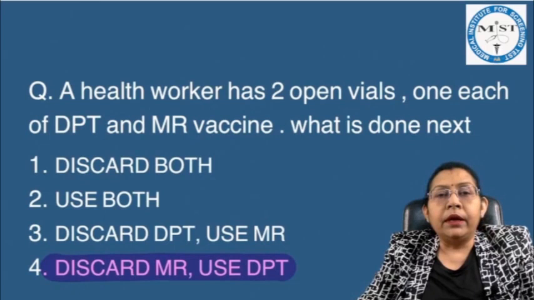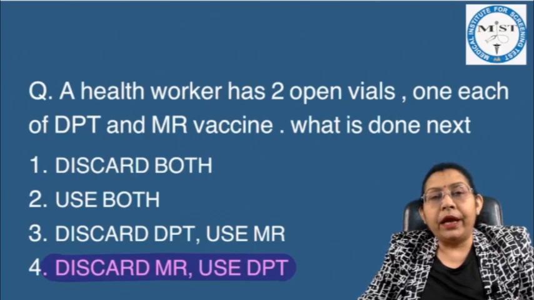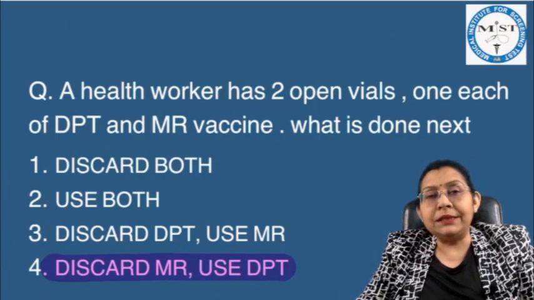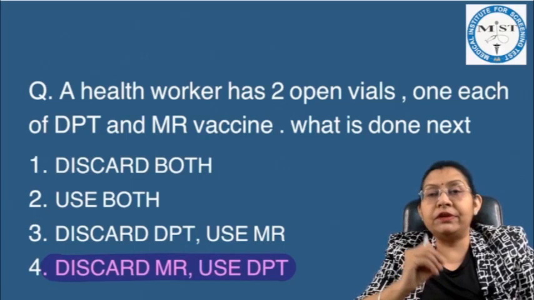A health worker has two open vials, one each of the DPT and MR vaccine. Now what is done next? As you know, as per the guideline of the open vial policy, it is applicable for vials which are in multi-dose vial form. What it means? It means those vaccines which are in the powdered form, if you are dissolving them with a suitable diluent, we should be using them within 4 hours, otherwise we have to discard.